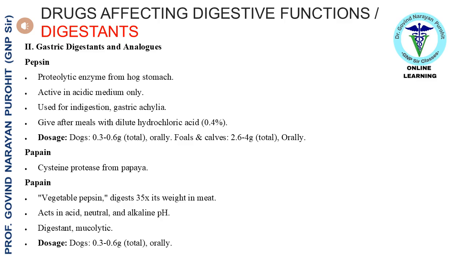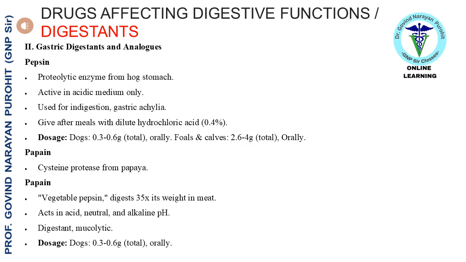2. Gastric digestants and analogues. Pepsin is a proteolytic enzyme from hog stomach, active in acidic medium only. Used for indigestion and gastric achylia. Give after meals with dilute hydrochloric acid, 0.4%. Dosage: dogs, 0.3-0.6 grams, total, orally. Foals and calves, 2-4 grams, total, orally.